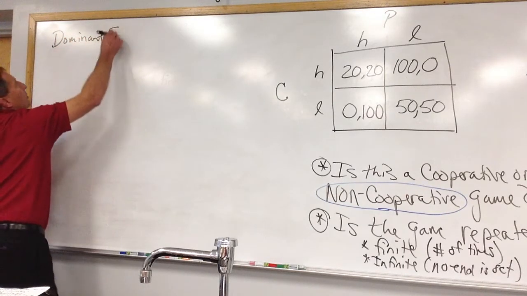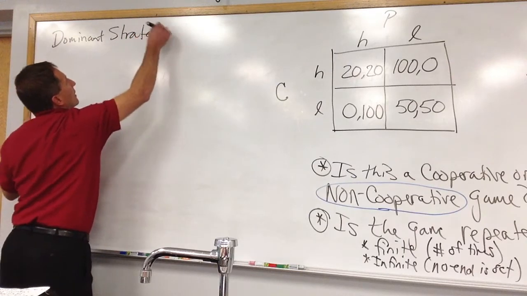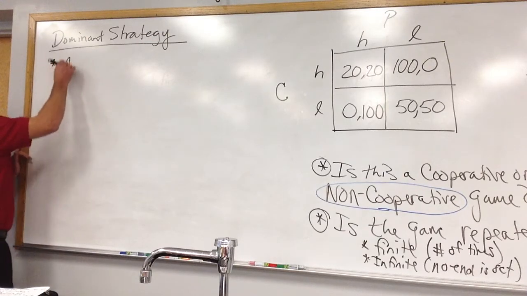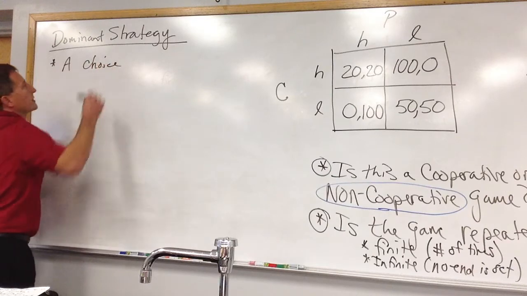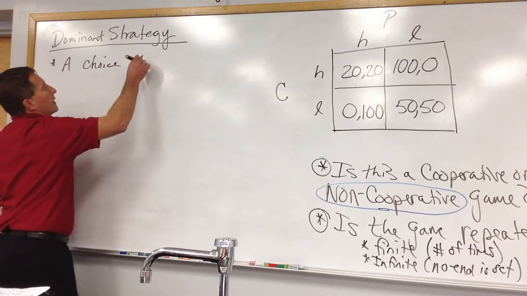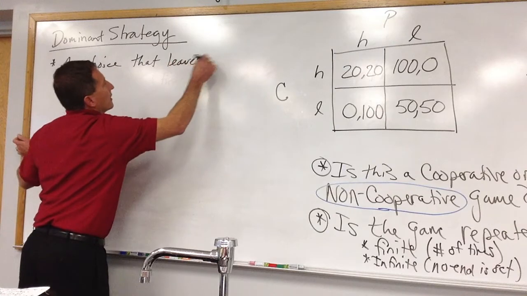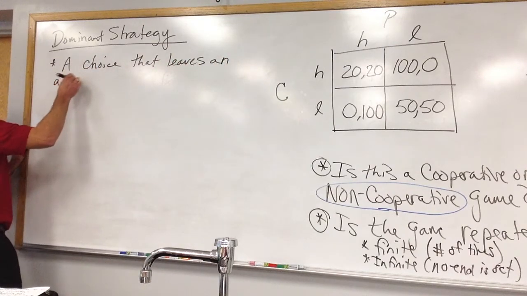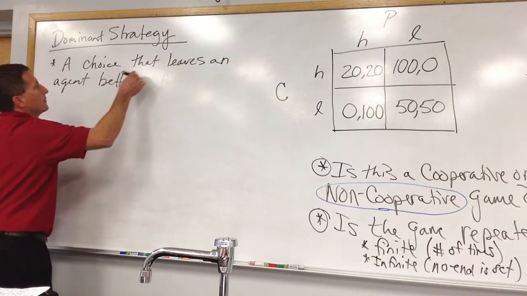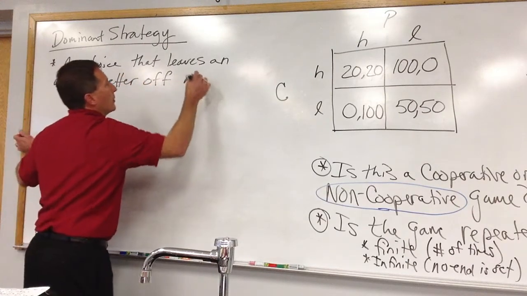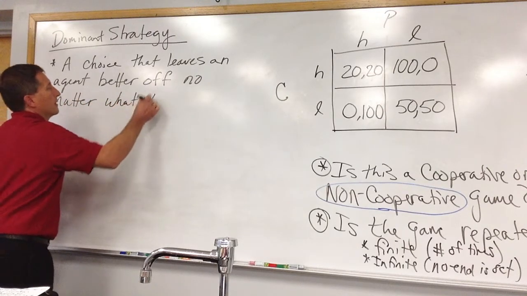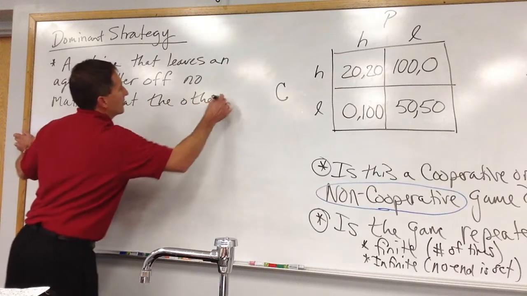So, a dominant strategy. A dominant strategy is a choice that leaves an agent better off no matter what the other chooses.